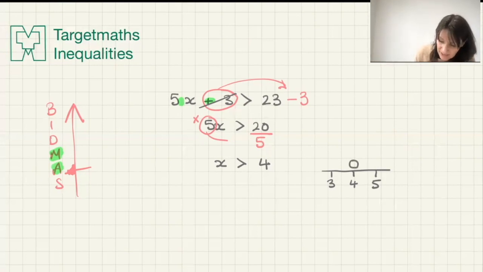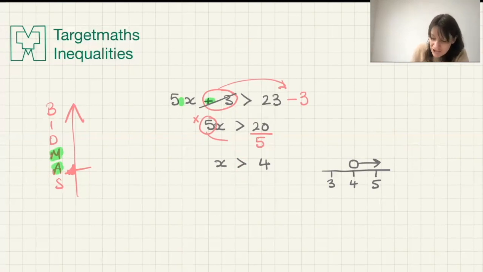I would then look at my symbol. My symbol's now becoming an arrowhead in my mind, okay? So I'm going to draw a line pointing in the same direction as my arrowhead. And that line and that arrowhead is saying all the numbers this side of the 4 could be x, because x is a number greater than 4. So it could be 5, it could be 5.5, it could be 10,000, as long as it's greater than 4.